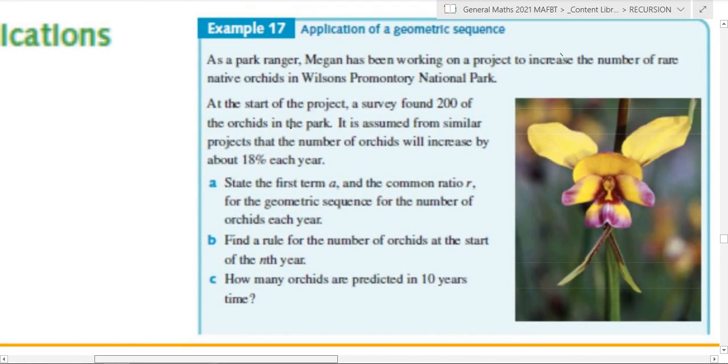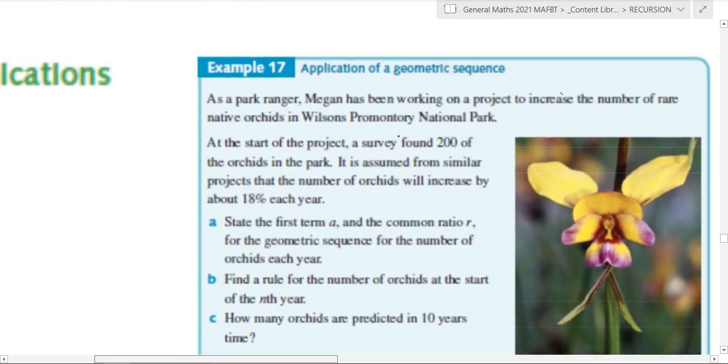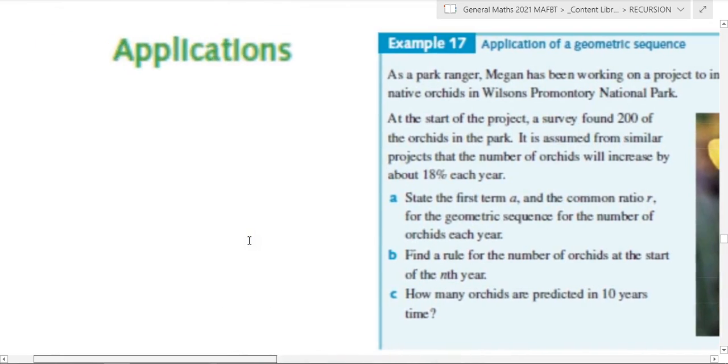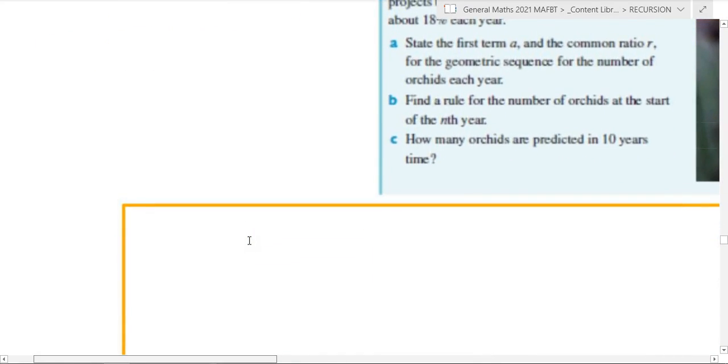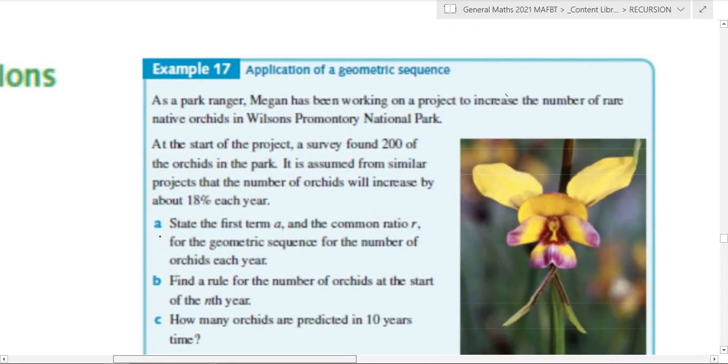Okay, all right, so this one here, I'm going to try and explain it in a way where people hopefully do not get confused, because this rule bit might trip some people up, depending again on what we treat for the first term or the starting term. Okay, so state the first term, let's do part A, state the first term A and the common ratio. Ooh, actually, I think I made a bit of a mistake.